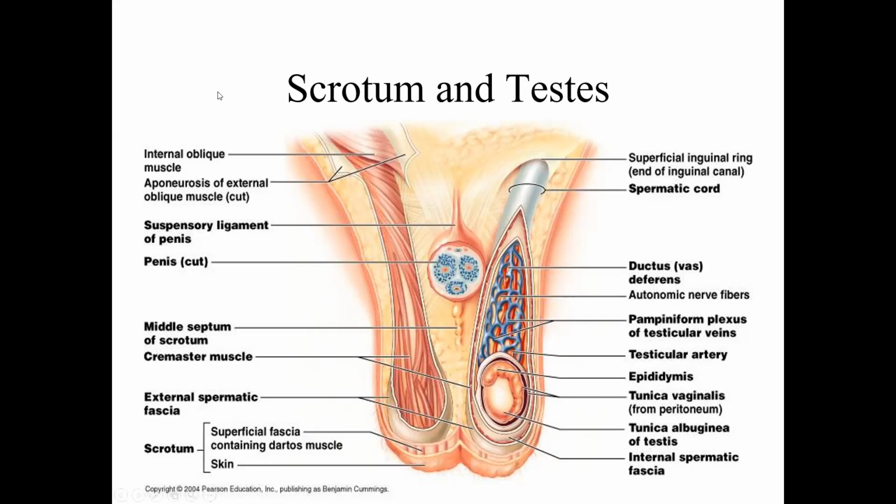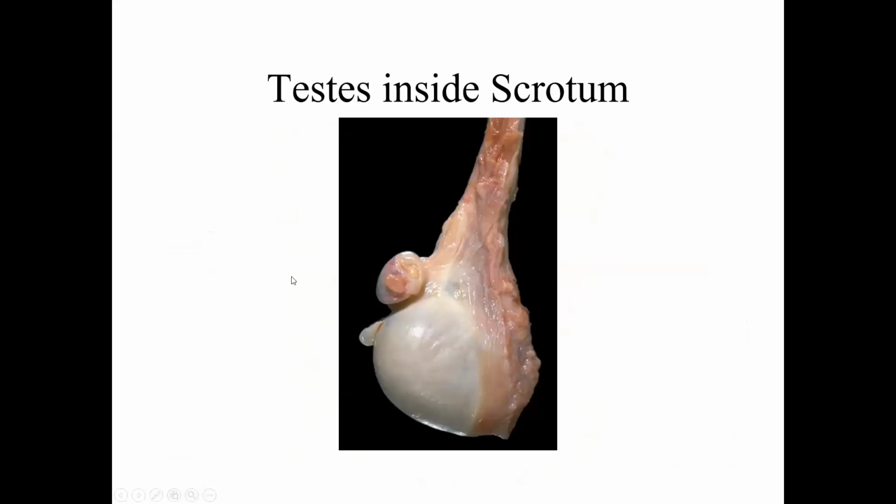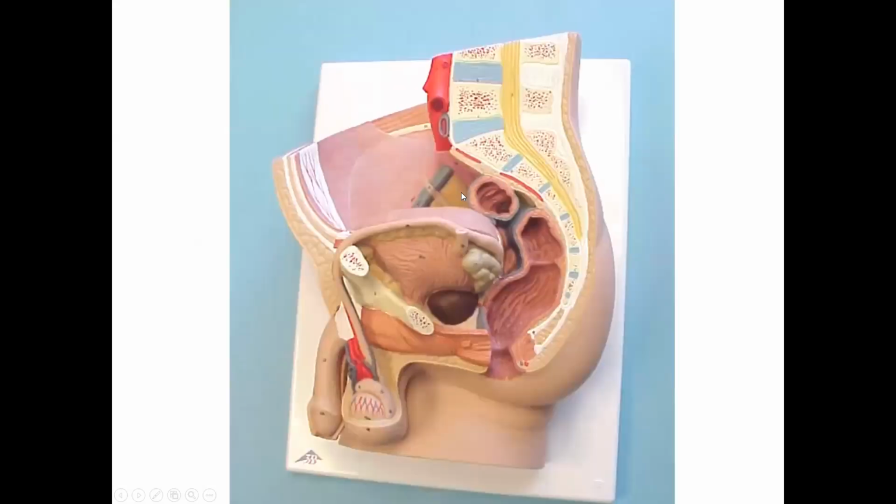So now, okay, there are our testes inside the scrotal sac. Again, the scrotum is designed as a temperature regulator. If we look at the model here of the male structure, we can see there's the penis. In reproduction, it functions as a delivery mechanism.